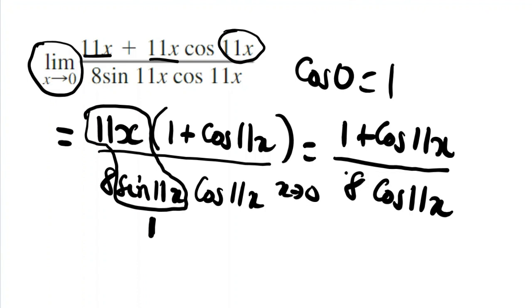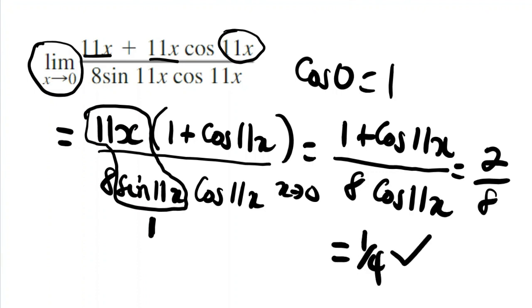So if you put this 0 inside this, you're going to have cos 0 here, cos 0 here. So it's 1 plus 1. So 1 plus 1 is going to be 2 at the numerator, and 8 times 1 is going to be 8. That will basically give us 1 over 4. So this is the limit for this particular question.